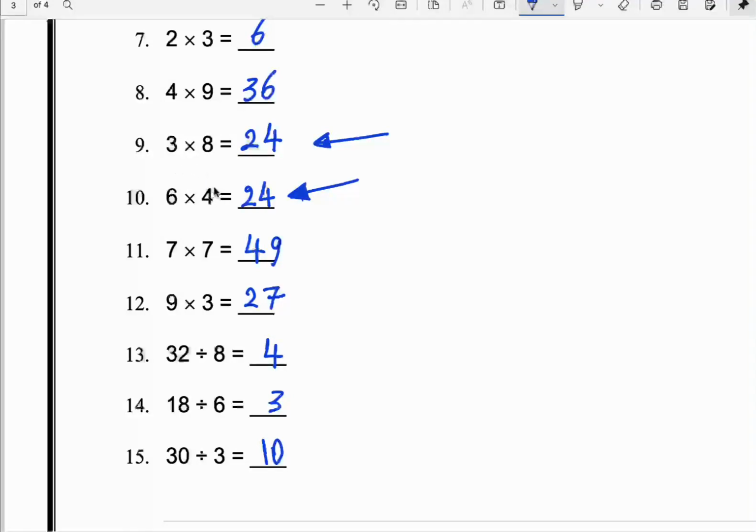So, yes, sometimes you have the same products with different numbers. Let me give you an example for this. I want Yasin only. Everyone else, please mute your mics. Ali, mute your mic, please. And Yasin?